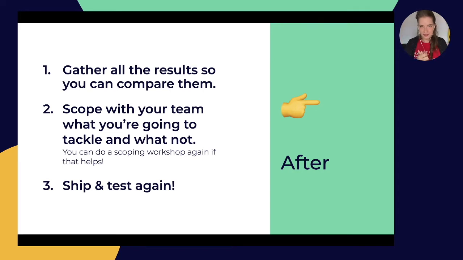Gather all the results, compare them, then come together with your team to scope to see what you're going to fix and what you are not going to fix, because sometimes users have different expectations than your business goals. So you need to make priorities here. What is your goal with the project you're building? What does your client need? And what does the user want? Sometimes those are different things. You need to make choices there. And then you can ship those solutions and test again.